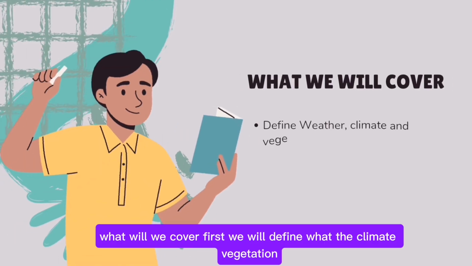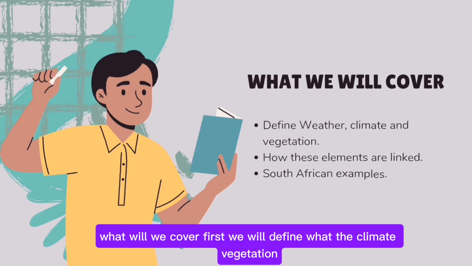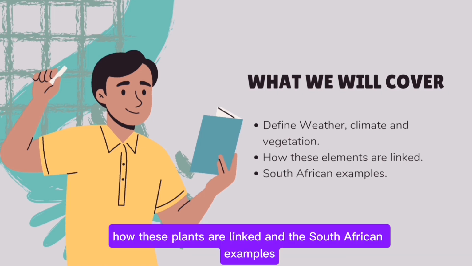What will we cover? First, we will define weather, climate, and vegetation, how these are linked, and the South African examples.